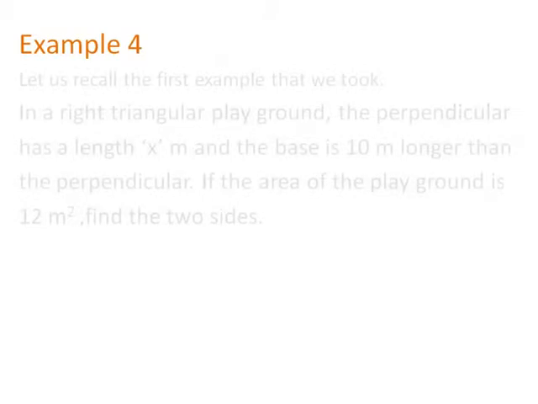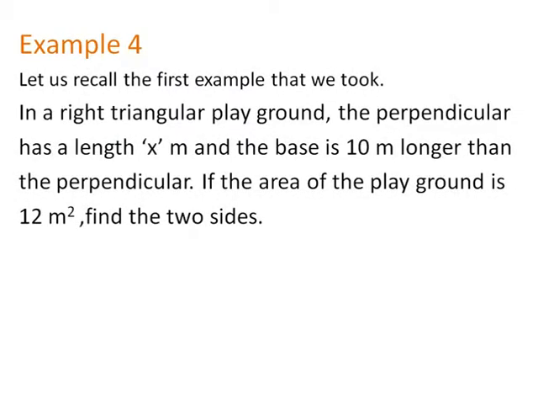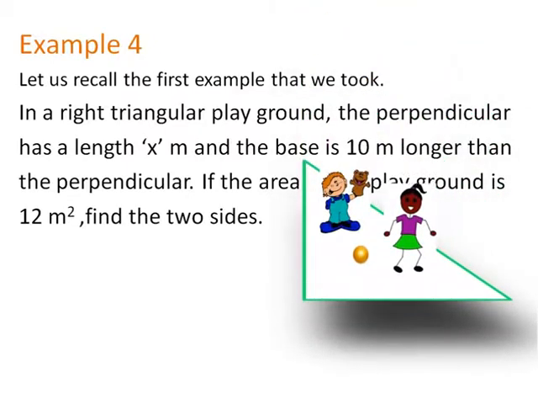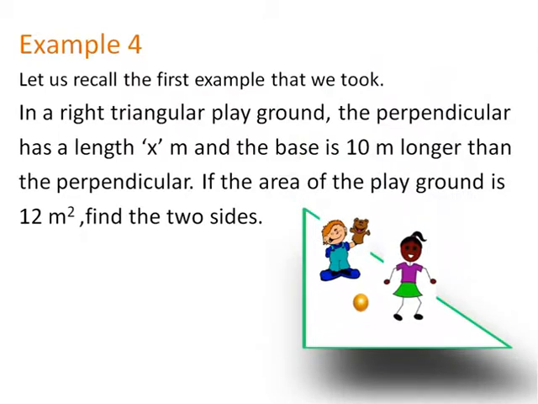In this example, that is example number 4, we shall retake an example that we took earlier. If you recall, the first example that we took had a right triangular playground. The perpendicular had length x meters and the base was 10 meters longer than the perpendicular. We had information that the area of the playground was 12 meters square and we were required to find the two sides.